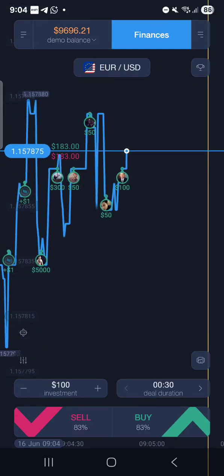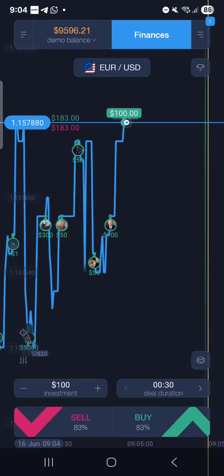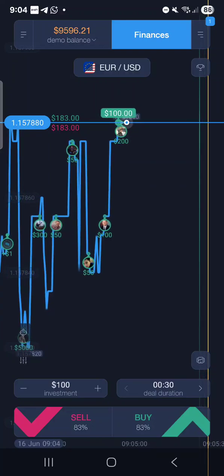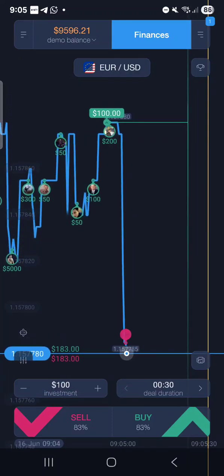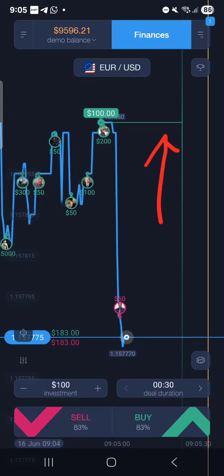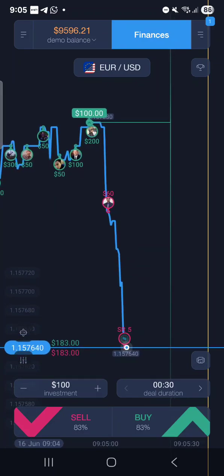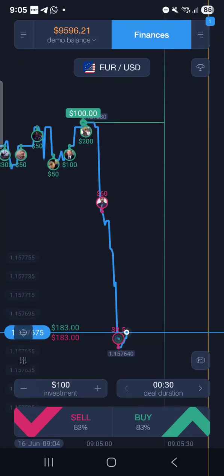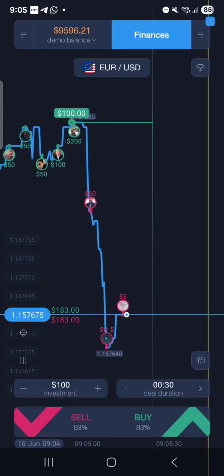So if you enter a trade now, let's assume I just click on buy. Let me enter a trade. I click on buy. You see this green line that has been created. This is my entry point. You can see the green line here. Look at the green line. This is my entry point. Because I chose buy, if at the end of 30 seconds, this price point that is moving ends above this green line, it means that I've won the trade.